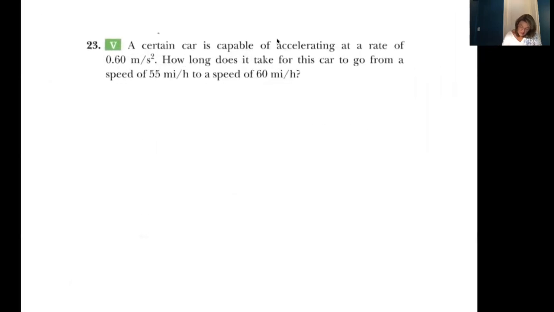A certain car is capable of accelerating at a rate of 0.6 meters per second squared. How long? That's an important word. Does it take for the car to go from a speed of 55 miles per hour to a speed of 60 miles per hour? So let's write down what we know. This is acceleration. This is the initial velocity. This is the final velocity. There's what they're asking for.